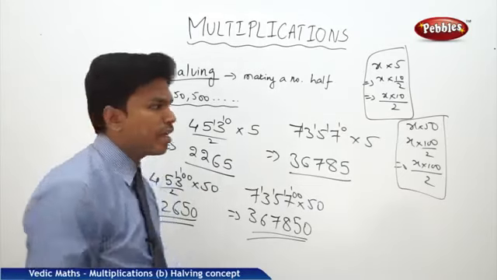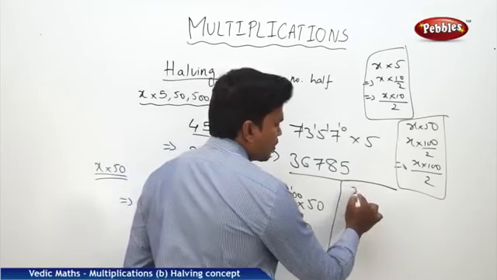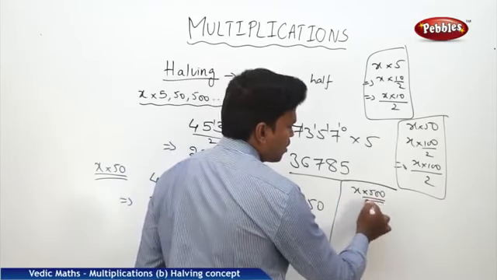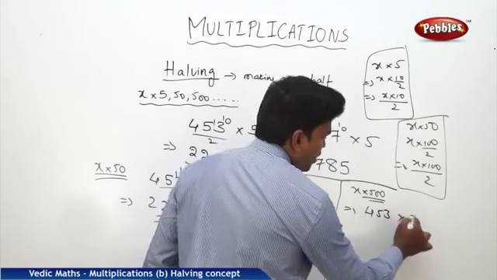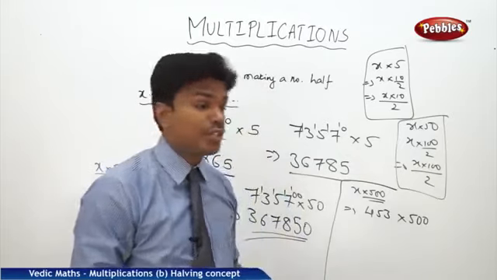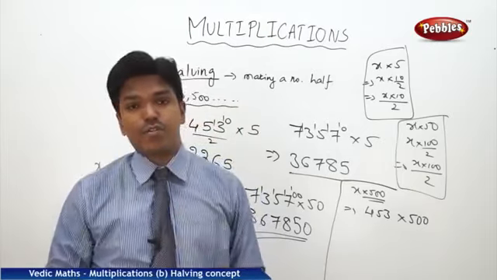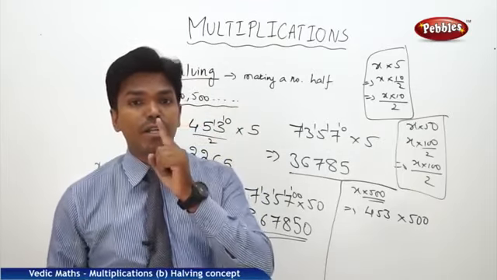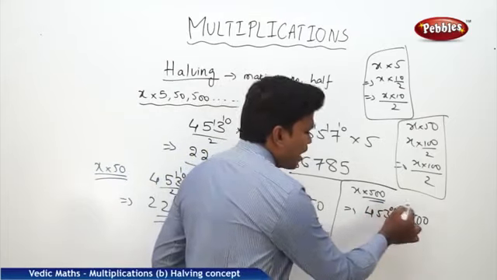Similarly, we will go through 500 also. So x into 500. Let us take 453 into 500. I want to multiply. This time you tell me how many zeros I have to put at the end. Yes, 3 zeros. Why? Because 500 means nothing but 1000 by 2. So that's why I am adding 3 zeros at the end.